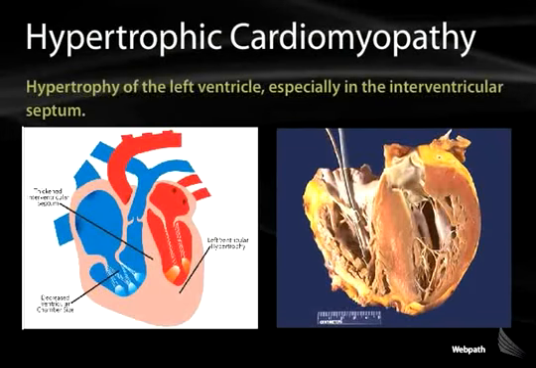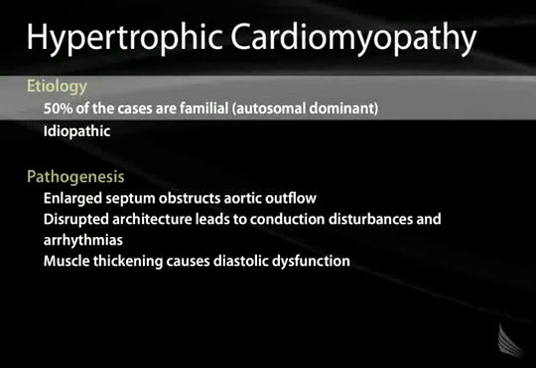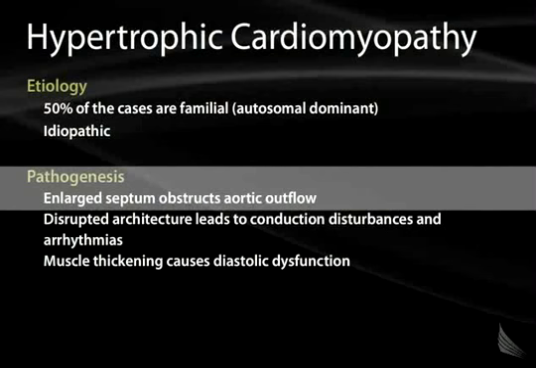In hypertrophic cardiomyopathy, you get selective hypertrophy of particular parts of the left ventricle, especially the interventricular septum. 50% of the cases are familial, inherited in an autosomal dominant fashion. They can also be idiopathic. You have a large septum which obstructs aortic outflow.